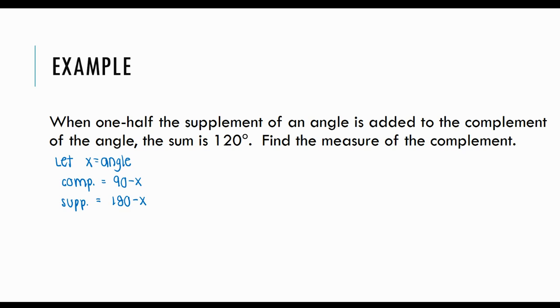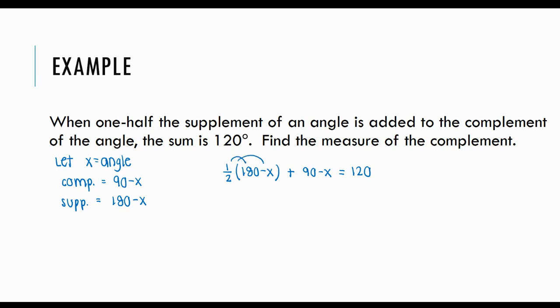So now that I know what my angle, my complement, and my supplement represent, I'm going to go back to the word problem and substitute in what I know. So 1/2 the supplement of an angle. So 1/2, and then be careful, the supplement is 180 minus x. So make sure that that's in parentheses so 1/2 gets multiplied to the whole thing. So when that is added to the complement of the angle, so added means addition, complement of the angle would be 90 minus x. The sum is means equals, and it equals 120 degrees.